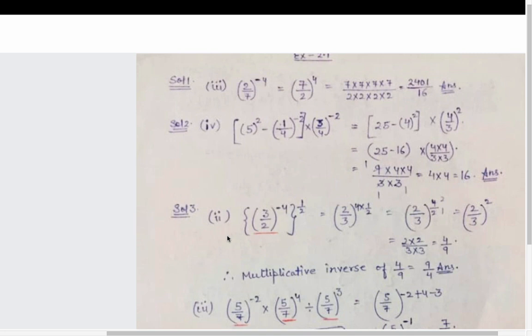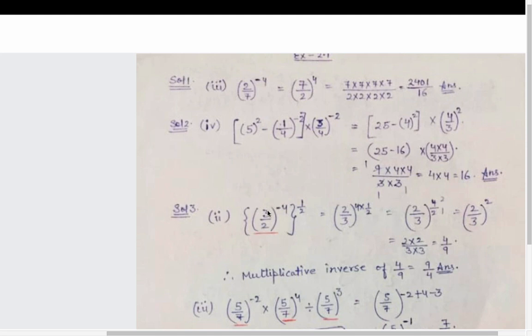The question 3 says find the multiplicative inverse. We are supposed to find out the multiplicative inverse. Now we cannot do it directly. What we have to do is solve it first. We'll find its value, and whatever answer we are getting at the end, we are supposed to take the multiplicative inverse of that. The multiplicative inverse means what? Simply the reciprocal of the value that you get.